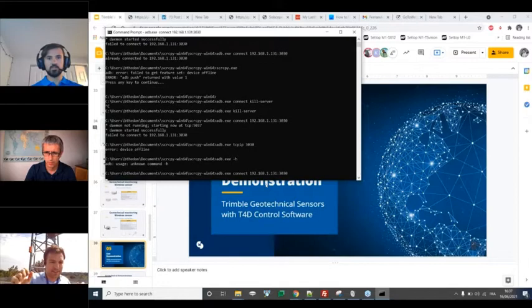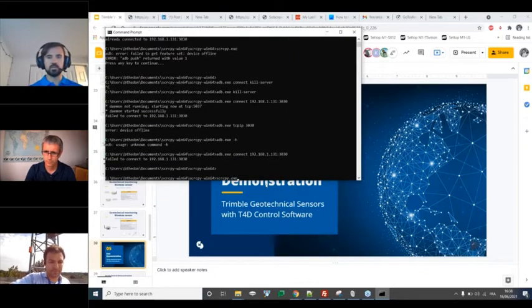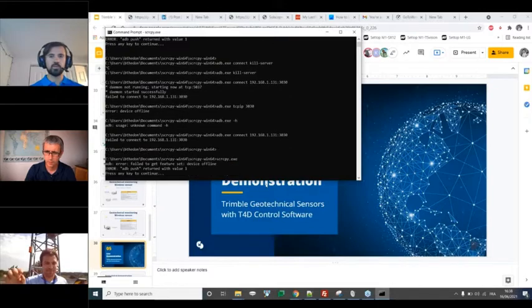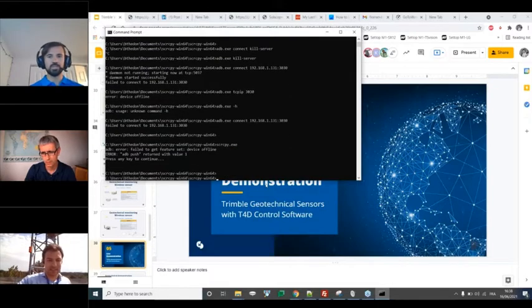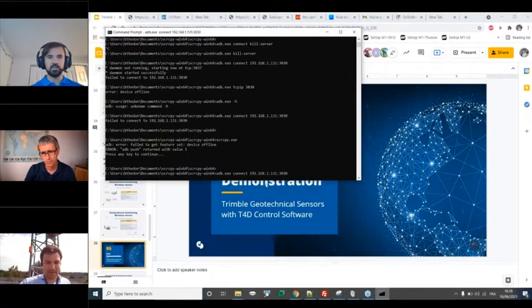So while you're doing that, just so everyone's aware, the mobile application that Ben is going to show is an Android application, so it can be installed on any Android device. The TDC600 is a Trimble Android data collector. So if you happen to be using that, or for instance a TSC5, you could use that as well.